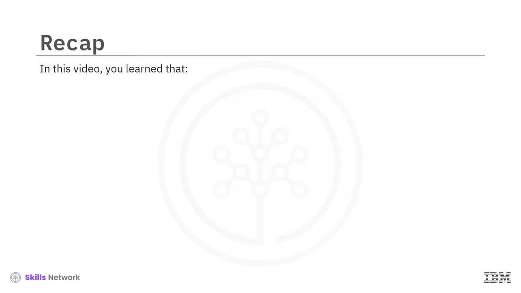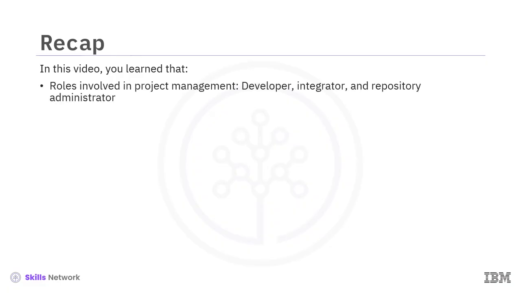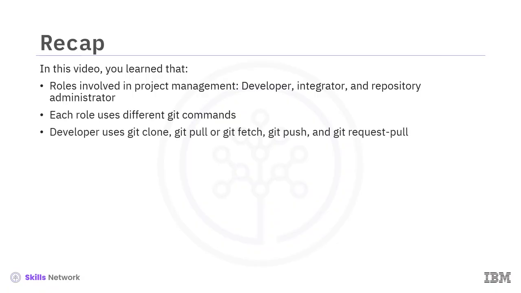Let's recap. In this video, you learned that multiple roles are involved in managing a project: developer, integrator, and repository administrator. Each role uses different Git commands to communicate with collaborators. A developer working in a group project uses commands like Git clone, Git pull, Git fetch, Git push, and Git request pull, in addition to the ones needed by a standalone developer.